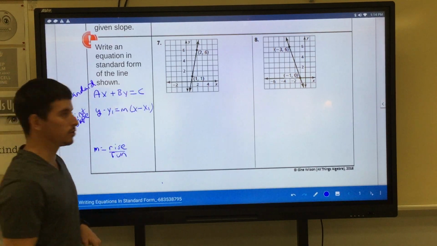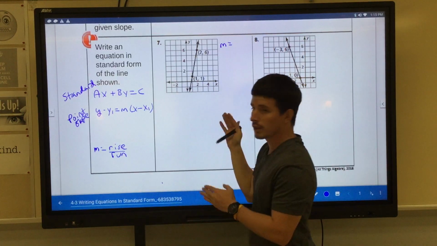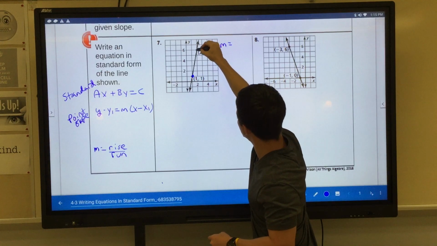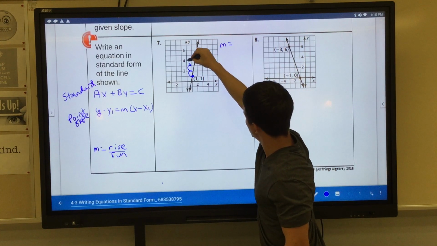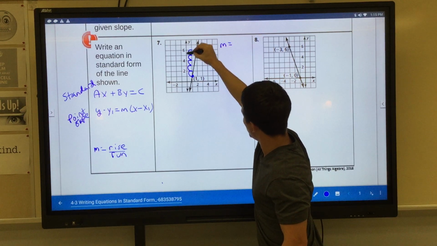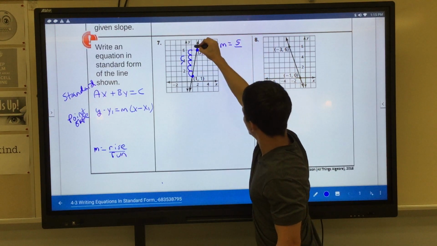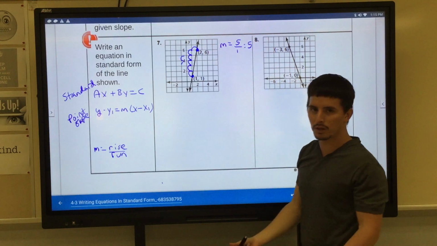So let's find the slope here. Our slope would be starting from the leftmost point at 1, 1, and we're going to end up at 2, 6. So I'm going to go up 1, 2, 3, 4, 5, all over 1. So my slope is 5 over 1, or simply 5.